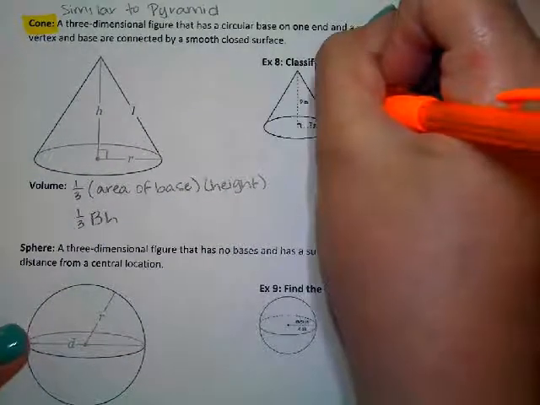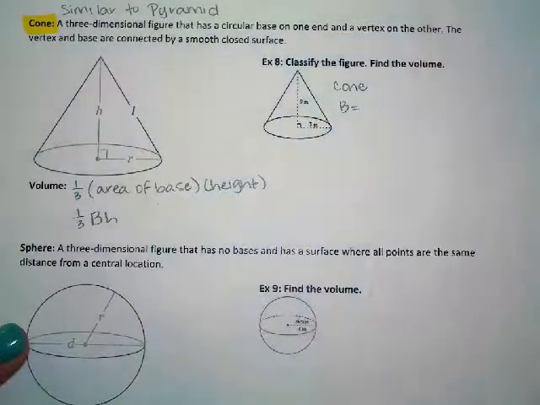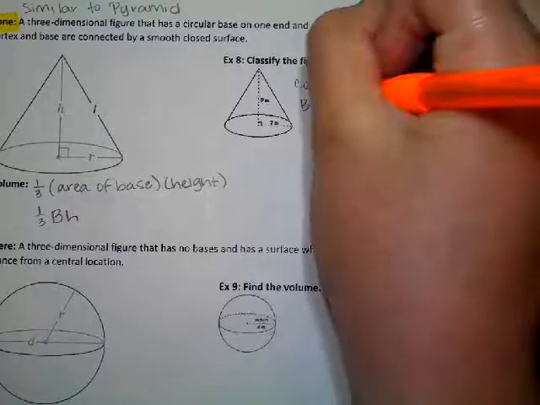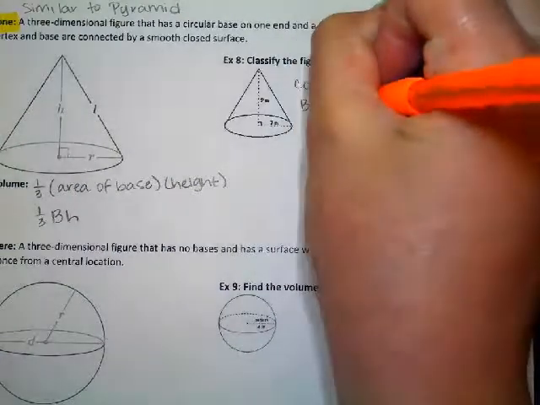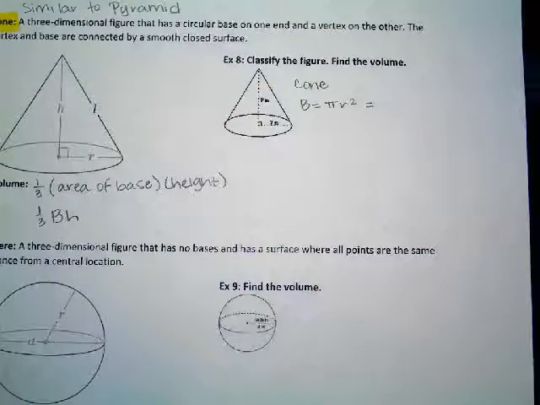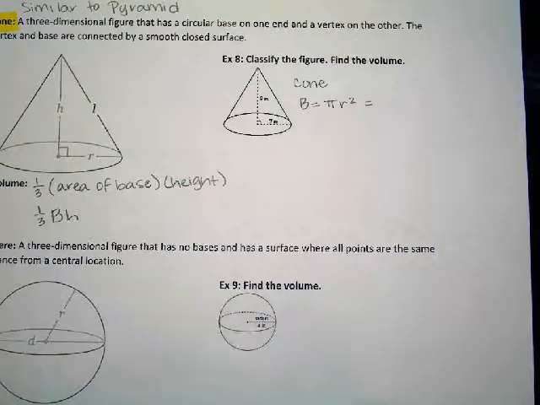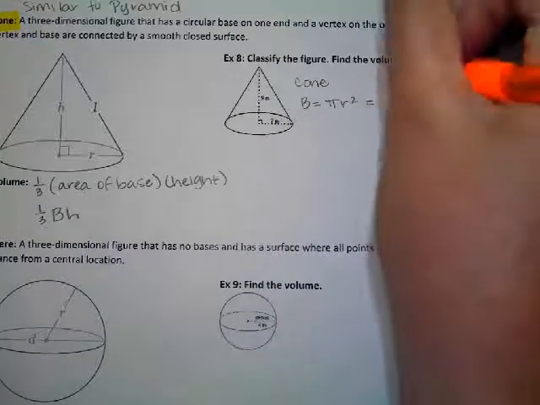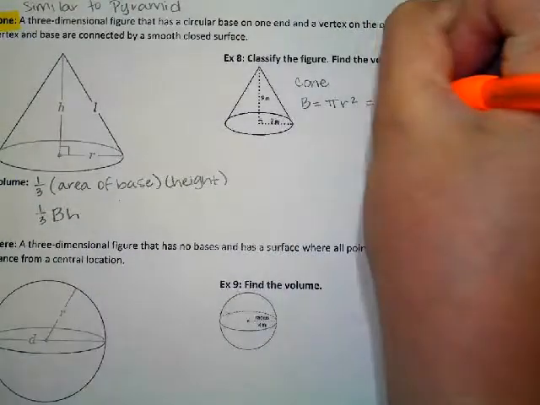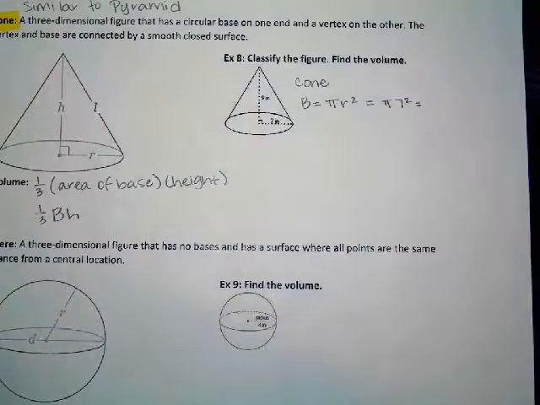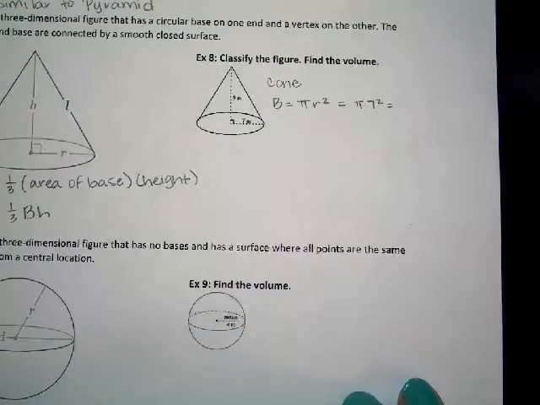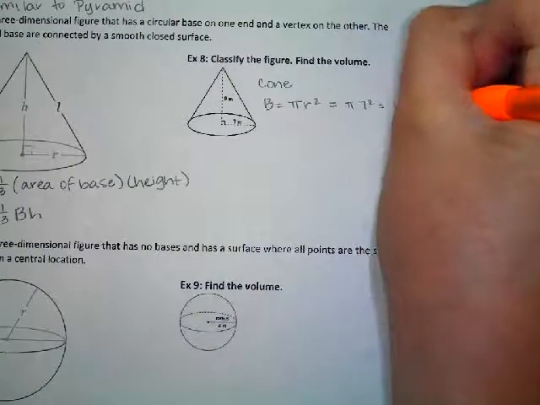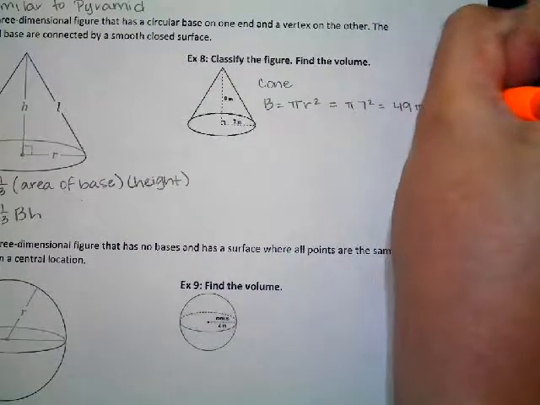So first we're going to write the area of the base, so capital B. So the formula for the area of the base is the area of the circle, so that's going to be pi r squared. And then what is the radius for the circle in example 8? 7. So we're going to say pi times 7 squared. And what is 7 squared? 49. So the area of the base is 49 pi meters squared.